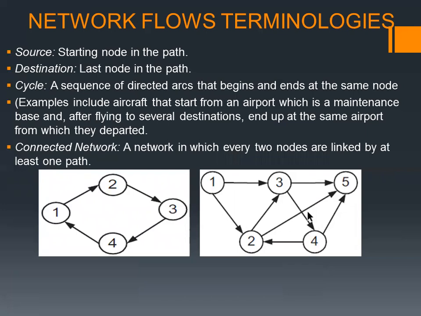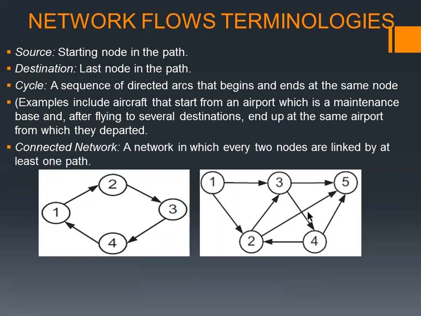Here, look at the figure. From the figure, the airports 1, 2, 3, 4 are connected as a cycle. That means there is no other route on which the airline can flow. If it starts from 1, it should end at 1. Now, this can be an example of the traveling salesman problem also, which will be discussed in later sessions.